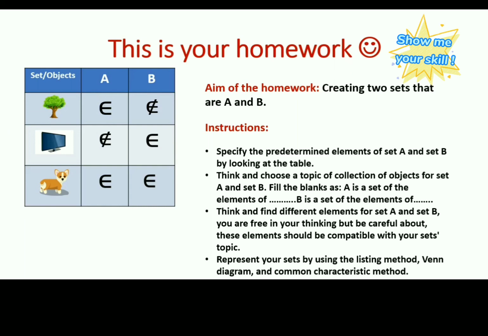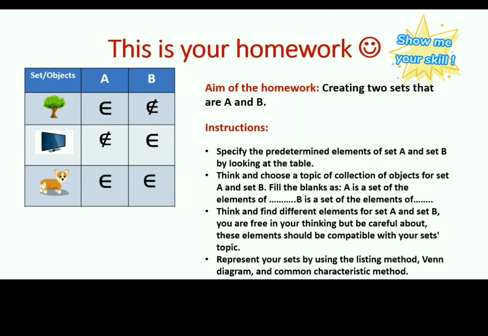A is a set of the elements of blah blah blah. B is a set of the elements of blah blah blah. Then, think and find different elements for set A and set B. You are free in your thinking, but be careful that these elements should be compatible with your set's topic. Represent your sets by using the listing method, Venn diagram, and common characteristic method.